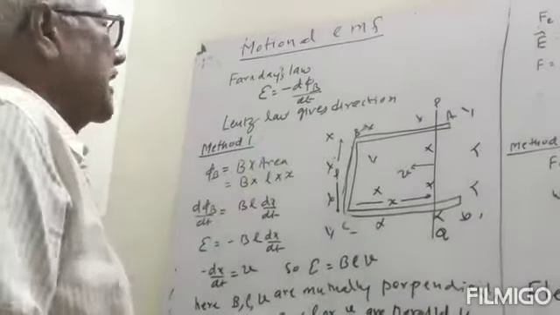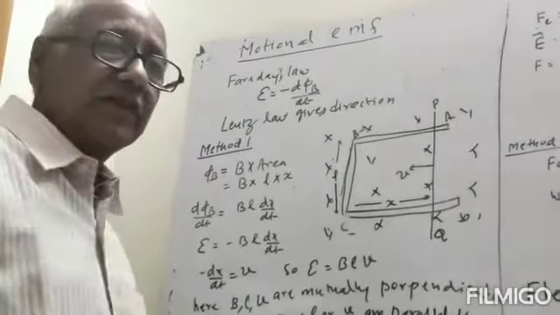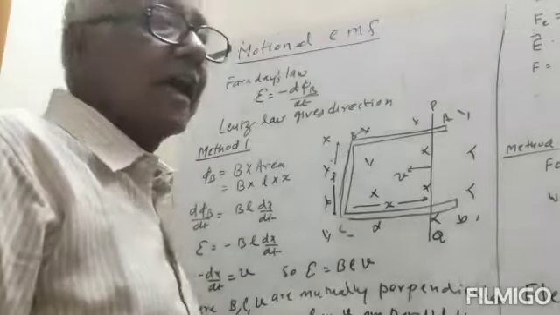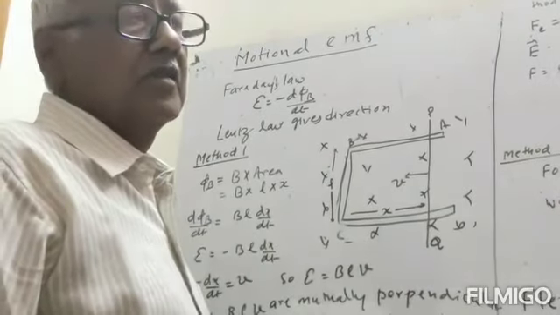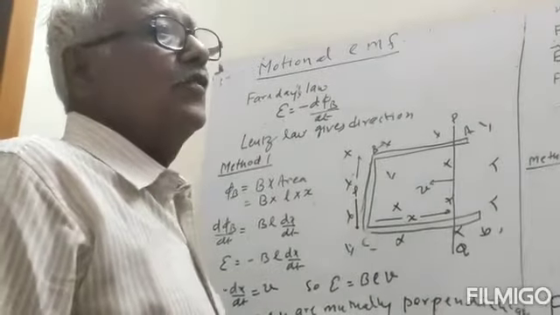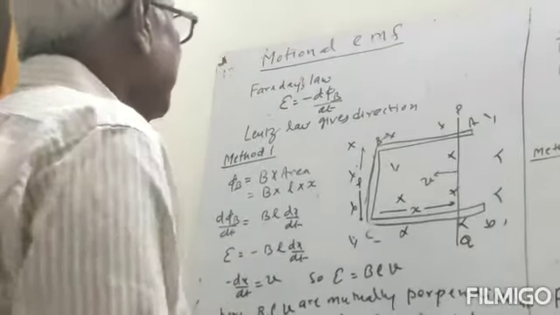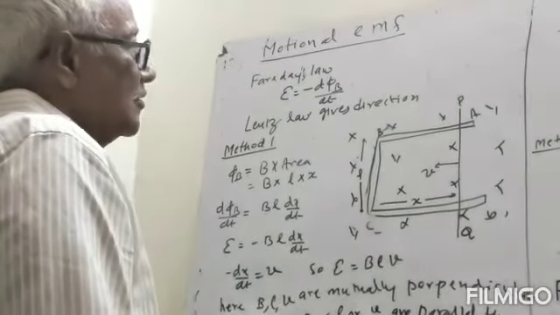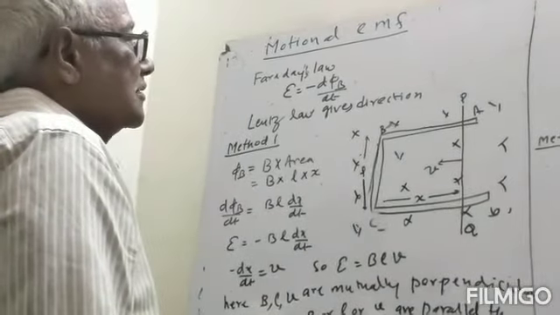And here the negative sign is given by Lenz's law. According to Lenz's law, the direction of induced current will be in such a way that it will always oppose the cause of the creation of EMF. So, since it is the opposite, there is a negative sign. So, using Faraday's law of electromagnetic induction and Lenz's law, we can write EMF is equal to minus d phi B by dt, that is, the negative rate of change of magnetic flux with time.